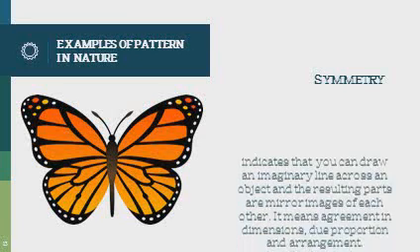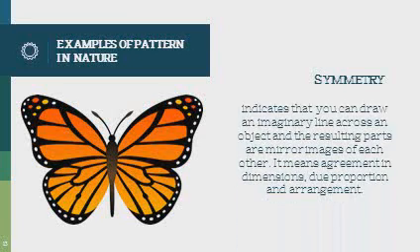So, meron yung symmetry. It indicates that you can draw an imaginary line across an object and resulting parts are mirror images of each other. It means agreement in dimensions, due proportion, and arrangement. When we say symmetry, parehas yung kanilang left and right. Kung alam niyo yung Vitruvian Man, you may research about that. Nagpapakita yon ng symmetry. Kasi pag hinati natin sa gitna, may pagkakapareho doon sa left and right portion.